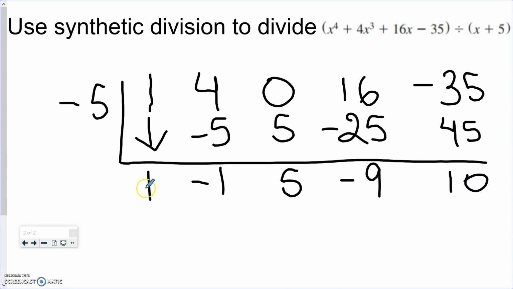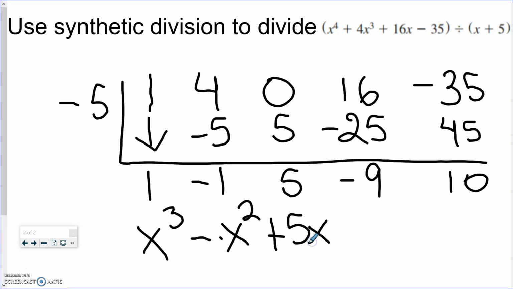Now we've got the synthetic division done. So we're ready to go ahead and write out our answer. Remember, the number all the way to the right is going to be our remainder. Then we have our constant. Then we have our x squared, and in this case we even have an x cubed. So let's go ahead and write that out. 1x cubed is just x cubed minus x squared plus 5x minus 9 plus 10 over x plus 5. And there we go. That's going to be our answer.